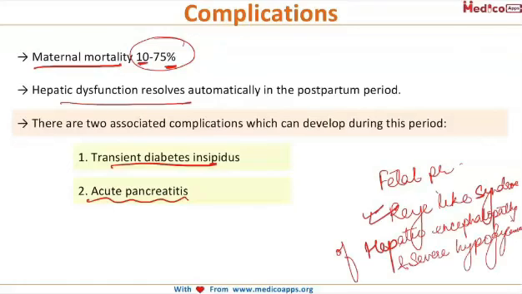hypoglycemia. So with this, we come to an end of the liver changes seen in pregnancy. Thank you.